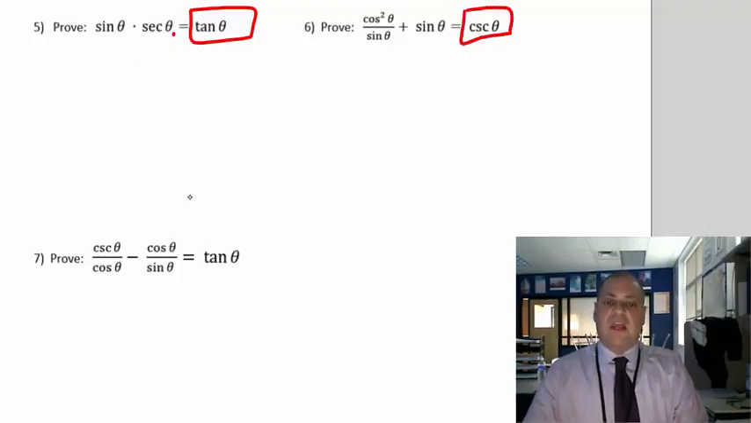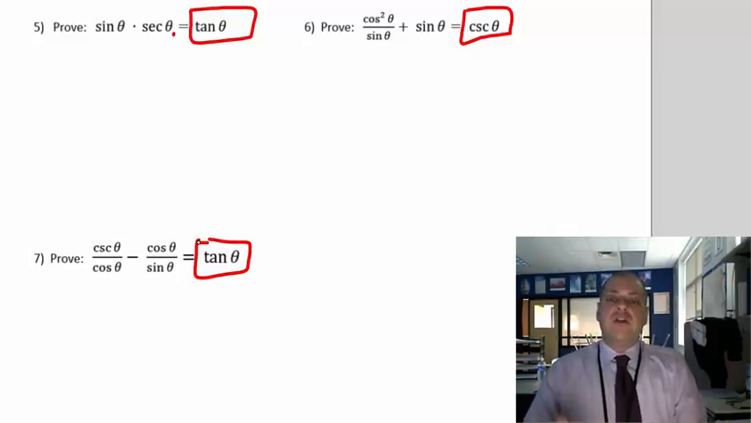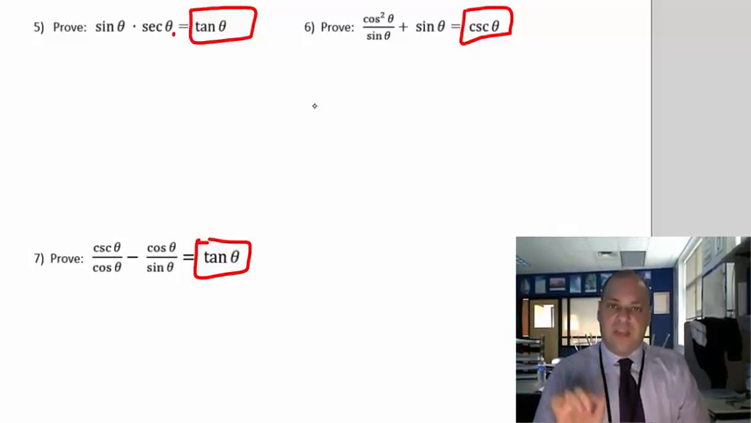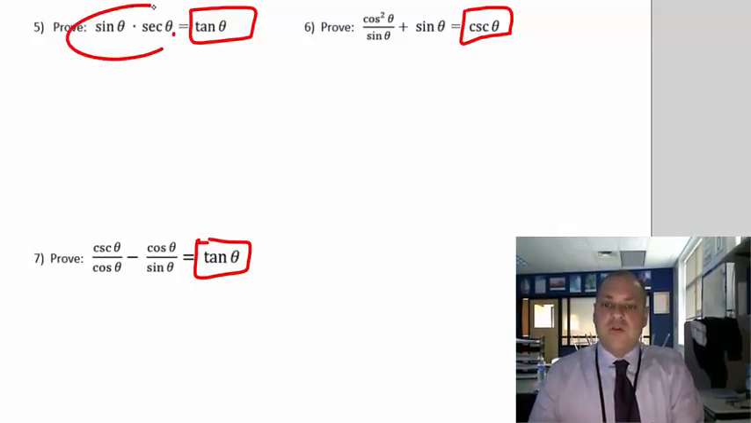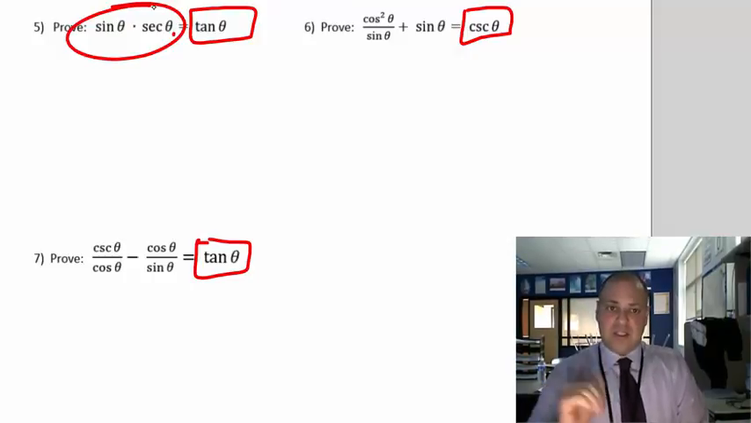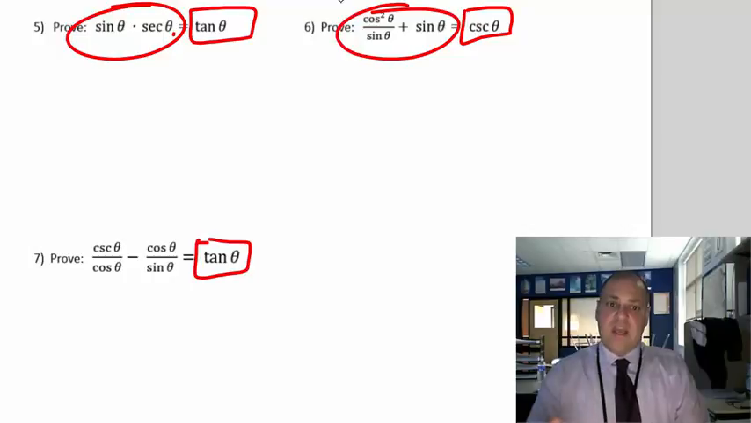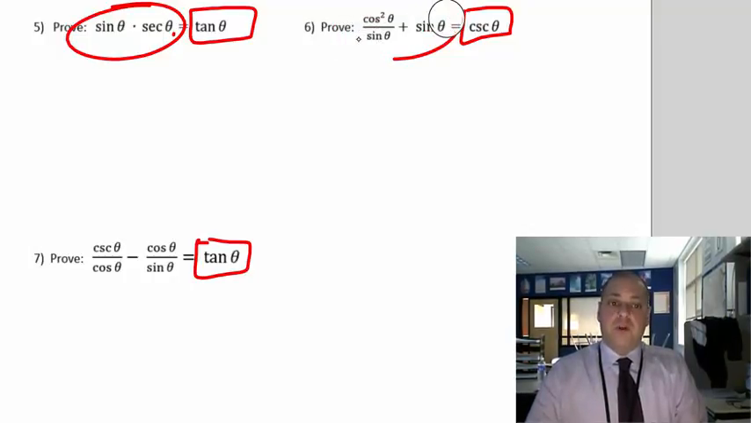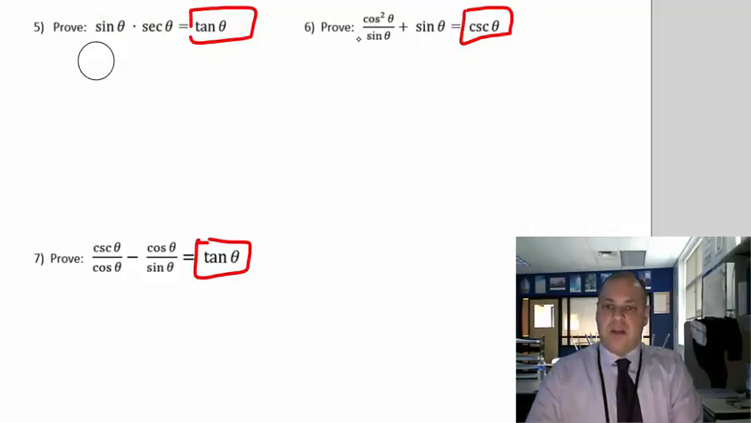We're going to keep the cosecant alone. We're not going to touch it. We're going to keep tangent alone. We're not going to touch it. So basically, they're telling you what the answer is going to be. When you do this, you should get tangent. When you do this, you should get cosecant. That's a proof. You're proving that it works, but you got to show the work. That's what you're getting graded on.